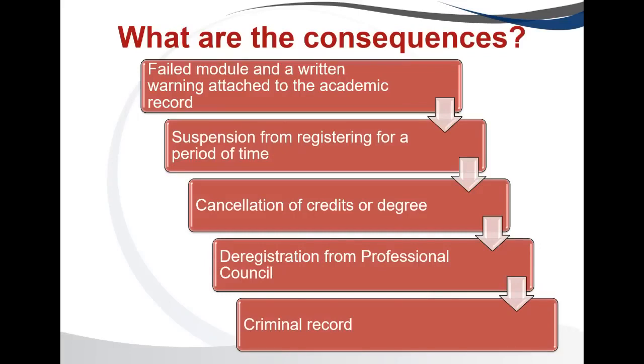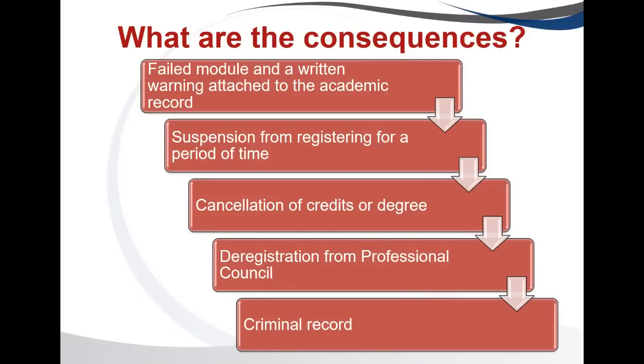In other words, if you have to send a possible employer or another university your academic record, they will also be informed of your unethical behaviour. So you might not be able to get employment as easily. For very serious offences, the university might decide to cancel all of the credits that you have accumulated for your degree, or if you have been awarded a degree, they might revoke your degree.